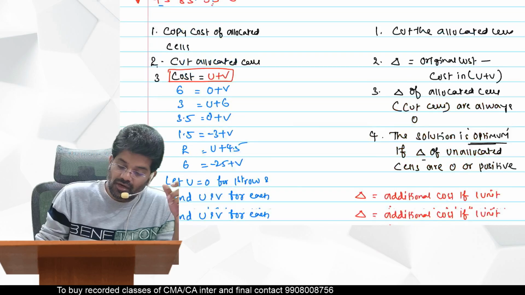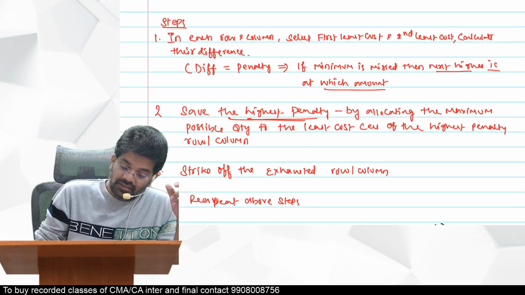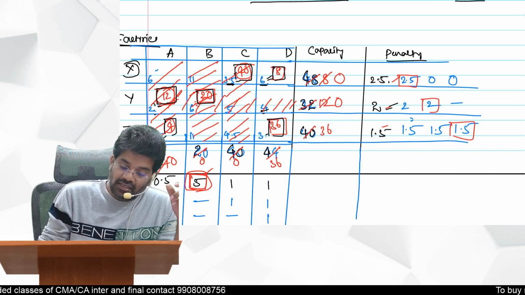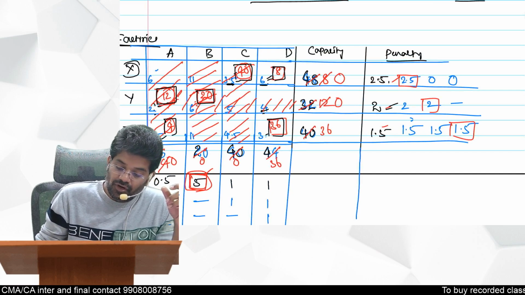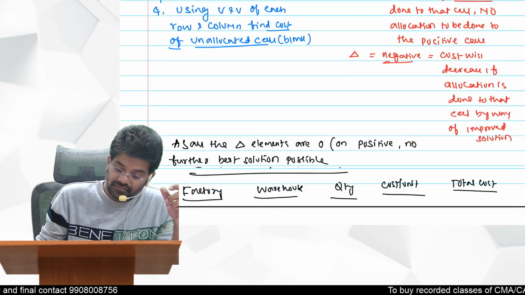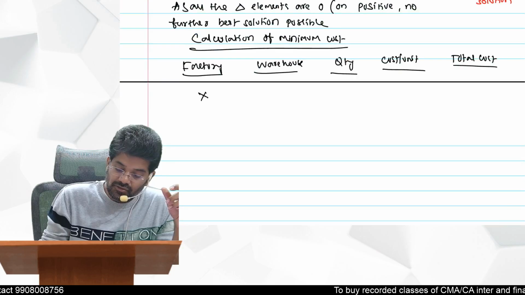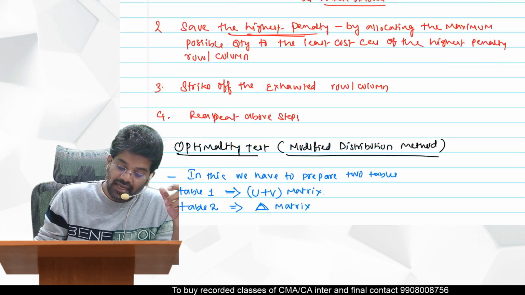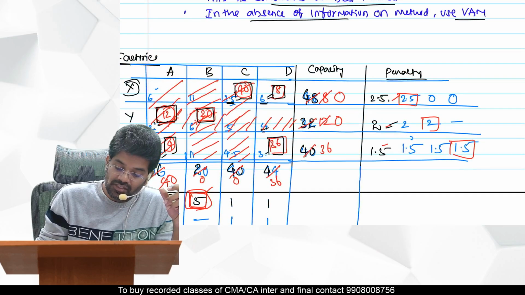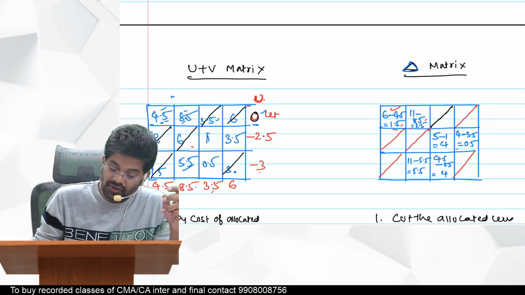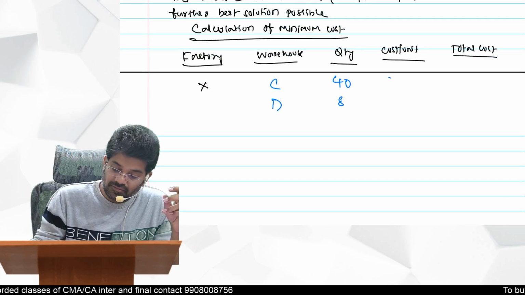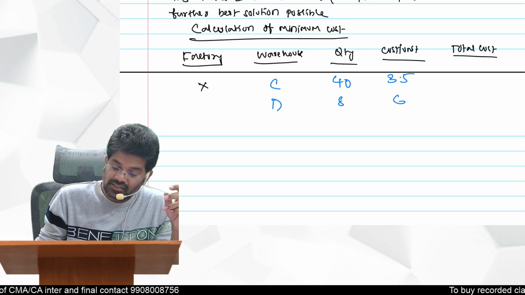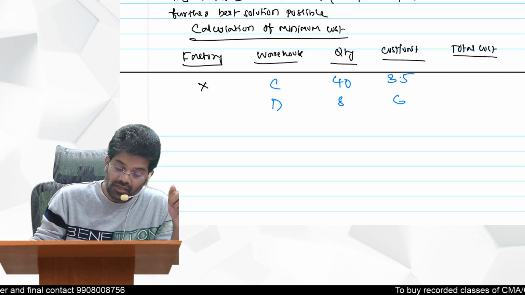So first go back to your allocation now. Factory X to warehouse C, 40 units. Factory X to C, how many? 40. To D, 8 we got. You can check it here. And what is the cost here? 3.5. 40 at 3.5. And D cost is 6. So multiply quantity into cost now. 40 into 3.5 is 140.